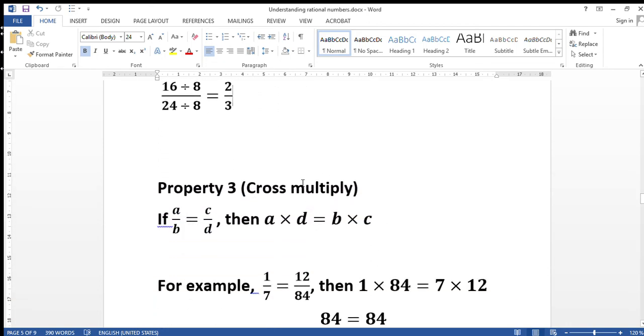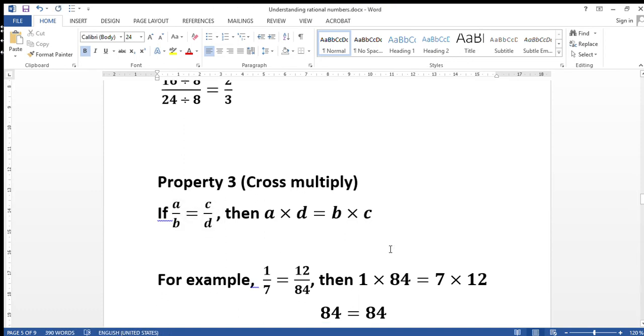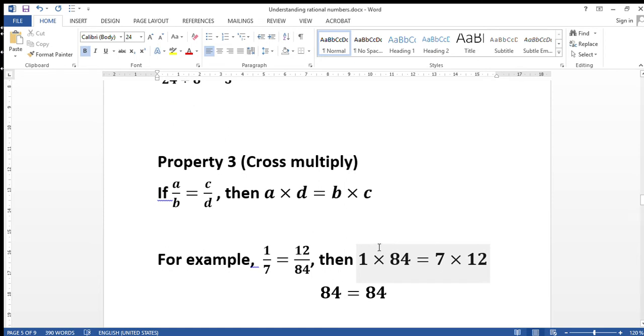Right, next, we have property number 3. I call it cross multiply. For this cross multiply, we can use this kind of solution during M3. I have a topic for this one where we really need to use cross multiply. So don't worry, you will use that during your M3, when you go two years after.